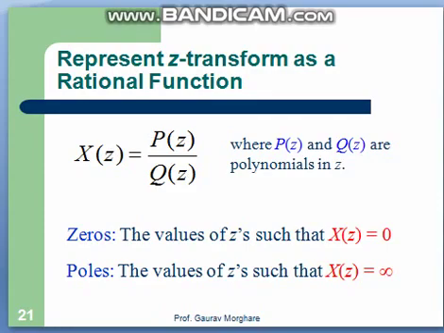P is the numerator term and Q is the denominator term. As we all know, it must be a polynomial function or any linear expression or any function of z, maybe in the positive power of z or in the negative power of z. So the roots of Q will define the poles, and the roots of the numerator are called the zeros.